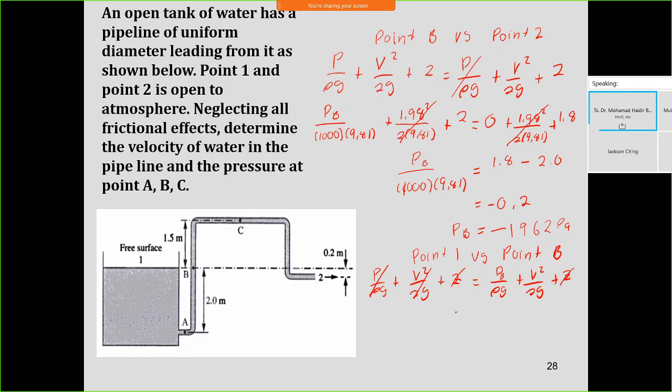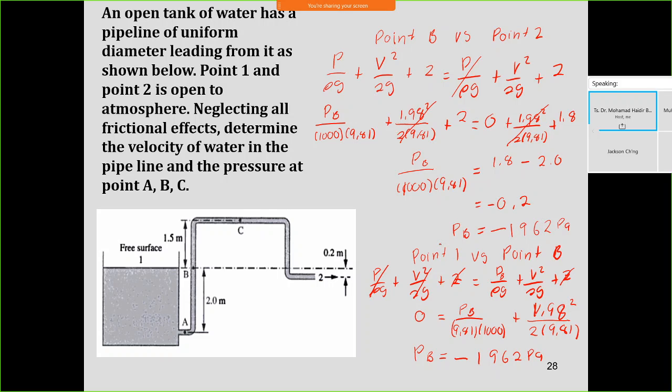And now the equation becomes 0 equal to PB over 9.81 times 1000 plus V square, 1.98 in it, square over 2 times 9.81. So if you calculate here, PB is equal to negative 1962 Pascal. So it is okay.